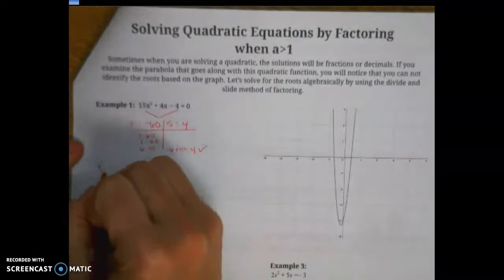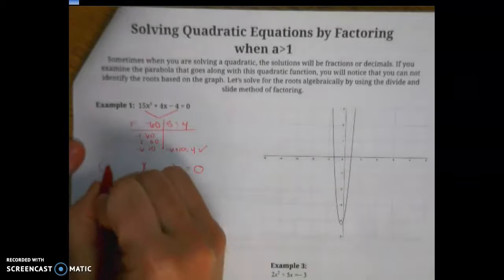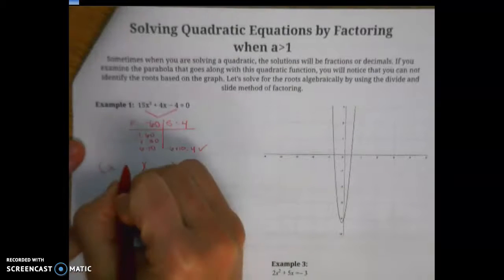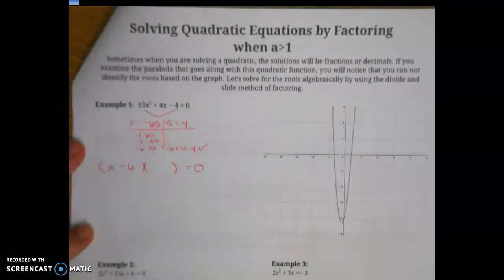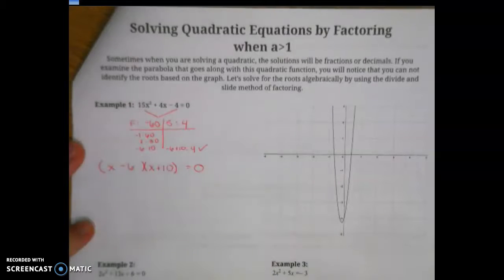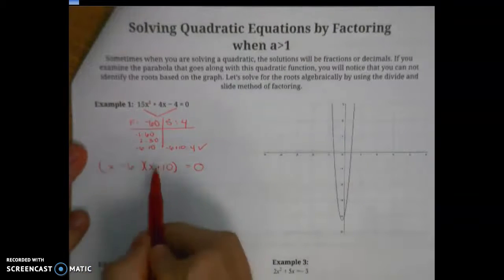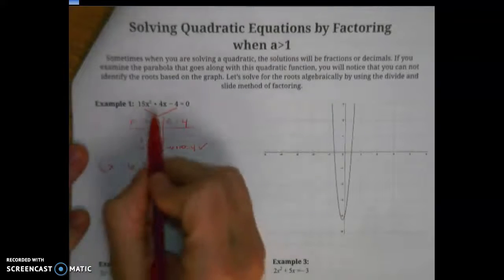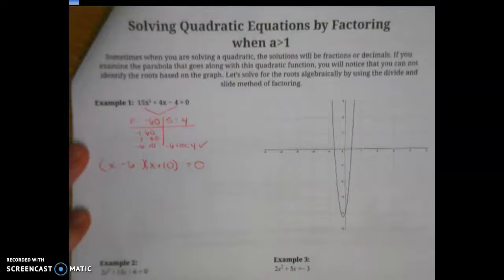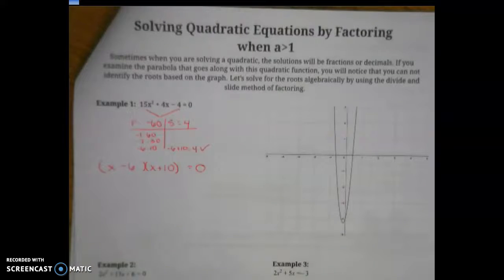So I go to my double bubble, and my first binomial would say x minus 6. I take this number and put it here, and the other number, 10, I'll put as x plus 10 in my other double bubble. When a is 1, this is your final answer because x times x would give you that first term. But if you check the first term of the trinomial we're trying to factor, x times x does not give me 15x squared. So this is where I have the divide step.